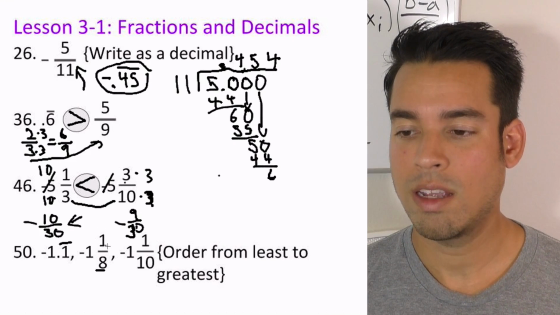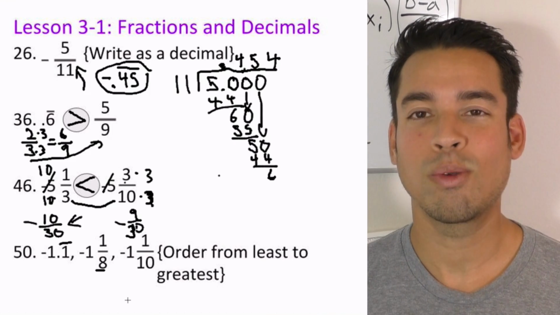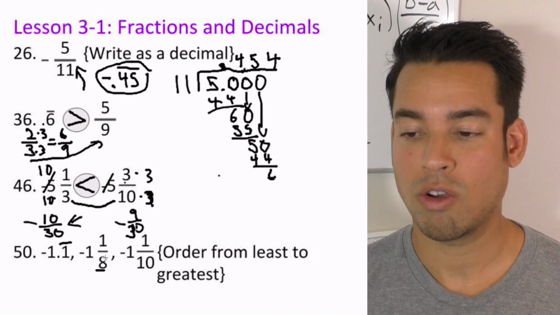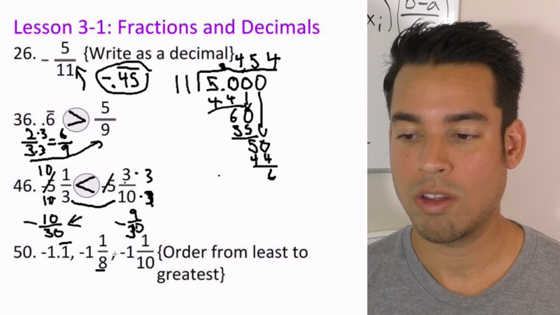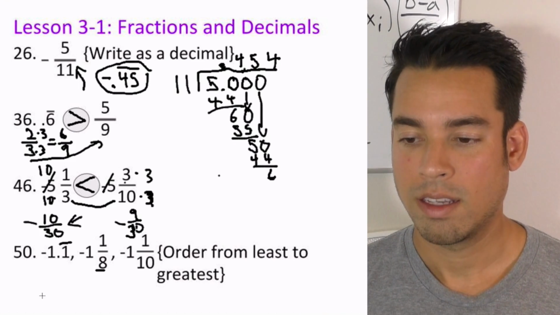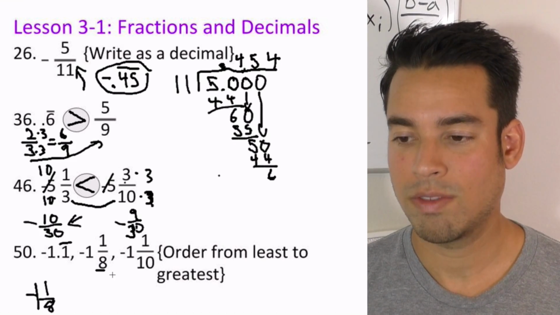So we've got the same numerator right here, but different denominators. In this case, the one with the smaller denominator is actually a larger fraction, but the negative, so because this would be a larger positive number, it's going to be the smallest negative number. Let's do -1 1/8. So least to greatest, that's going to be the first one.